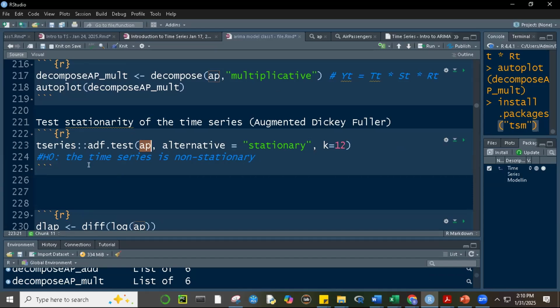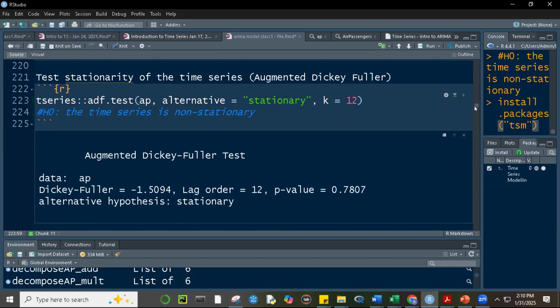Which means that the null hypothesis is the time series is non-stationary. And then k is equal to 12. We can use anything usually: 12, 18, 24. This is just the lag. So if you run this, what do you see here? Data is AP, augmented Dickey-Fuller statistic negative 1.5, lag order is equal to 12, p-value is 0.7. So how do we conclude, class?